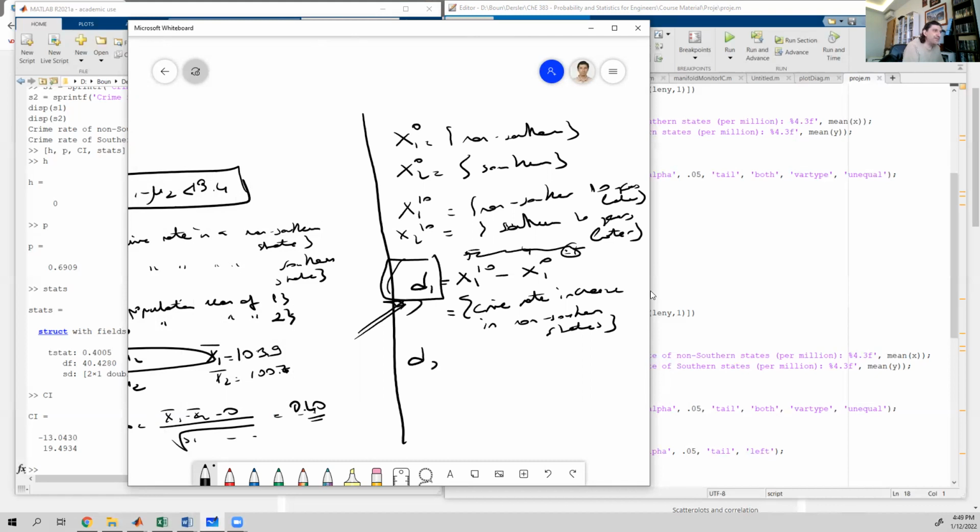And if I do the same thing, this time it is X2 at 10 minus X2 at 0. It is the crime rate increase, of course, in 10 years in southern states.